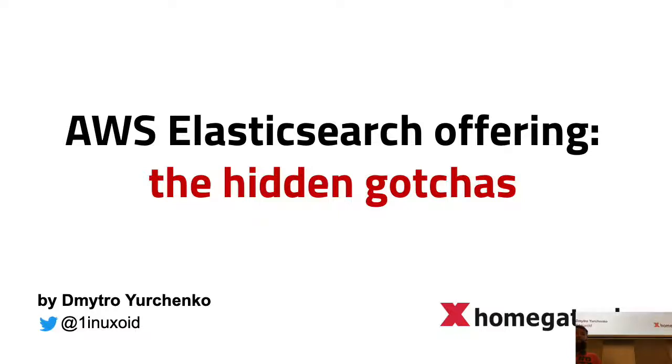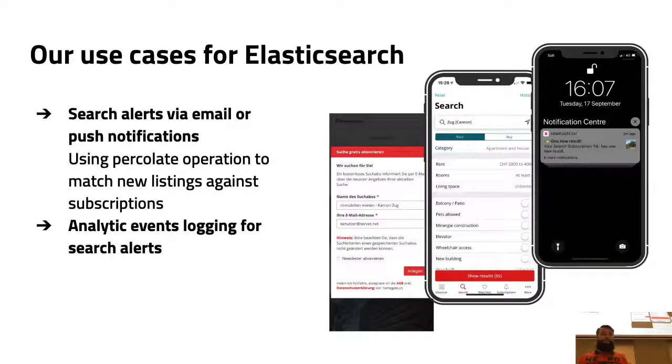I'm going to talk about our experience of using the AWS Elasticsearch flavor, the service provided by Amazon, and all the experience, hurdles and pitfalls that we met while working with it. Our primary, or really only, use case for Elasticsearch at HomeGate for now is the search alert system, where we use it for two cases.